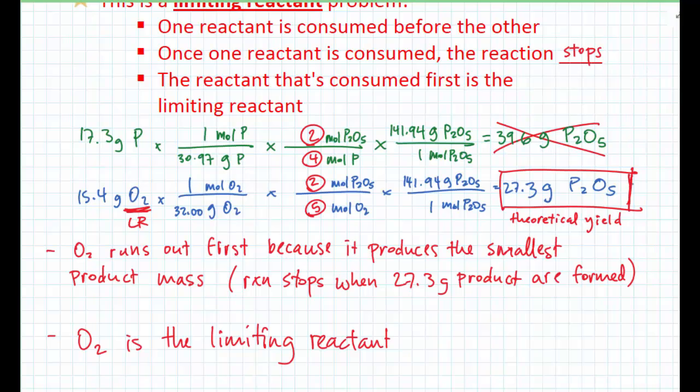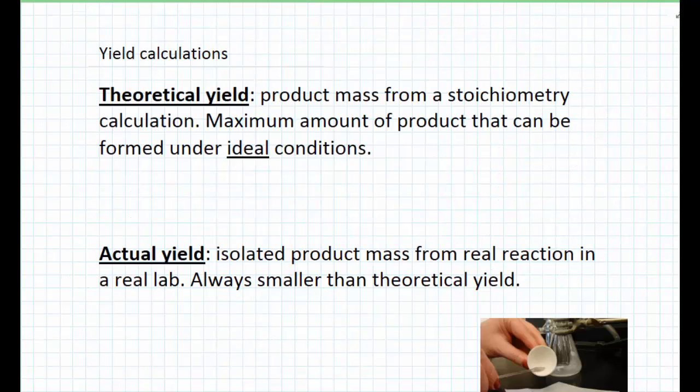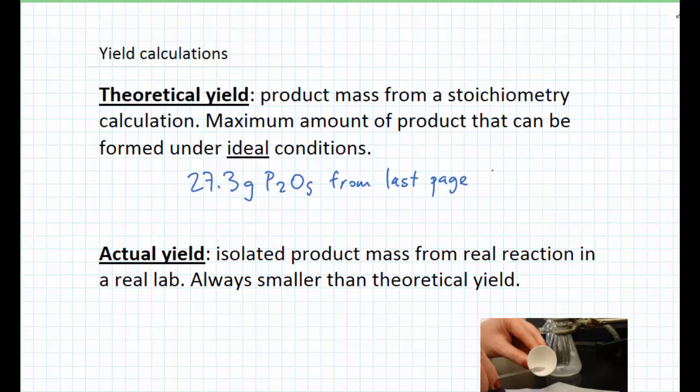If we calculate the amount of product that we are able to form, that is called a theoretical yield. So let's just write right here, 27.3 grams of P2O5 from the last page. Okay, so it's very common when we're performing a reaction to take the amounts that we use to calculate a theoretical yield so that we can know how much product to expect.